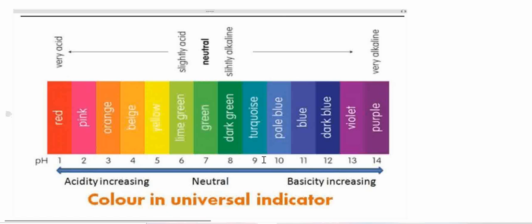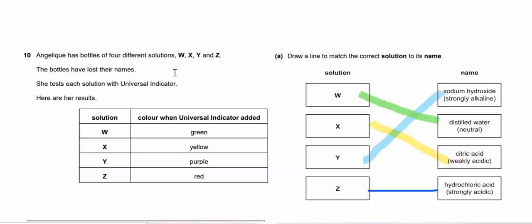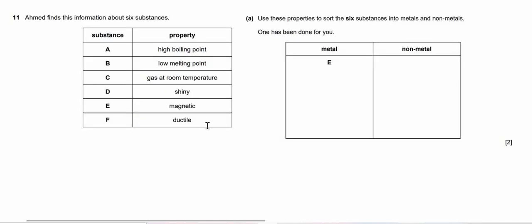So that's how we remember. So that's how we got the answer. Green is water, yellow means weakly acidic, purple strongly acidic. Sorry, purple is strongly alkaline for Y, and red is strongly acidic for Z. Next. Now we are in 11A.